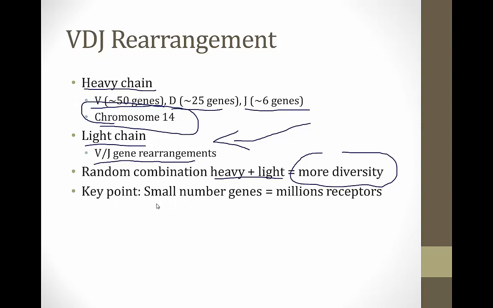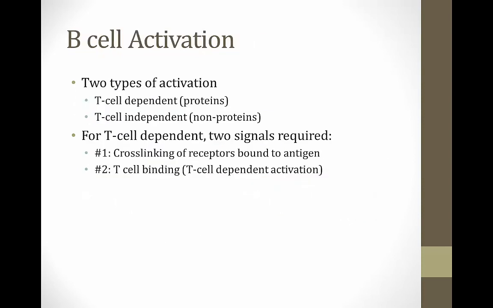The key point here is that you start with a very small number of genes, but you end up with millions of diverse receptors. And this is the way our body creates millions of unique B cell receptors from a small number of genes. There are 2 types of activation for B cells. The first way that B cells can be activated is called the T cell dependent pathway. And this only works for proteins because, as you know, only proteins can activate T cells. The other type of activation is called T cell independent, and this occurs with some non-proteins, and this does not involve T cells as the name implies.